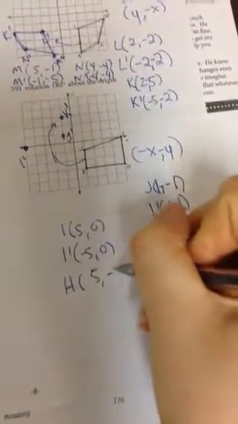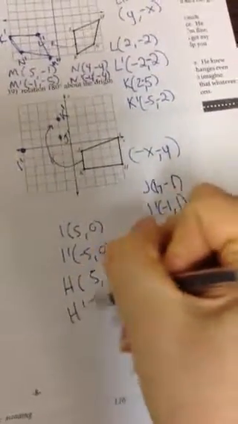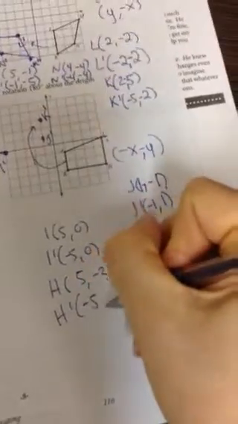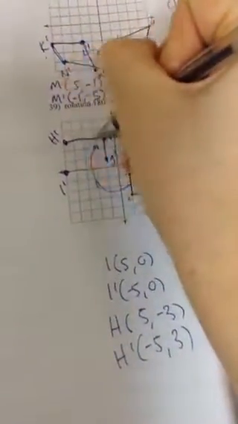And then last but not least for H, 5, comma, -3. When I rotate it 180 degrees, it's just going to be opposite, -5, comma, 3, 1, 2, 3, and that's H prime. And that's it, rotated 180 degrees.